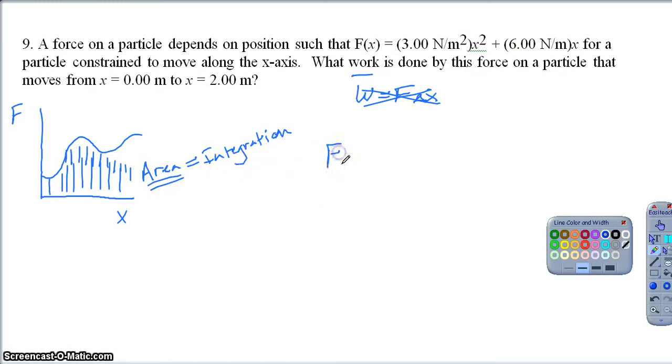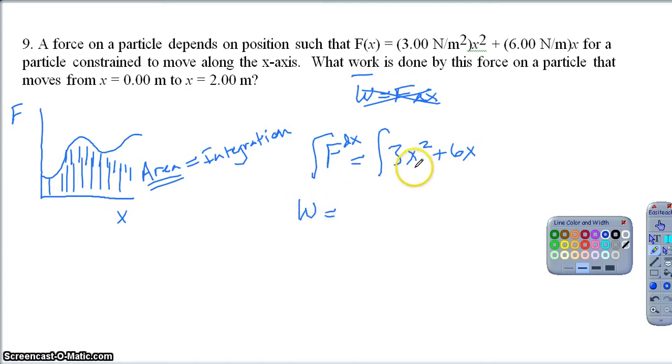So I take my force equation, my function for force, which is 3x squared plus 6x. I'm simplifying it by getting rid of some of those units in there. And I need to integrate that. I want to integrate it with respect to distance, so with respect to dx, because that's what the area is. It's the integration of force with respect to x. So I'm going to integrate both sides, which would give me the work.